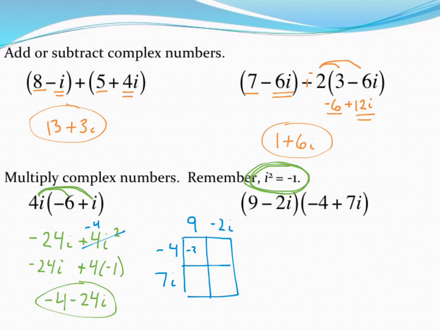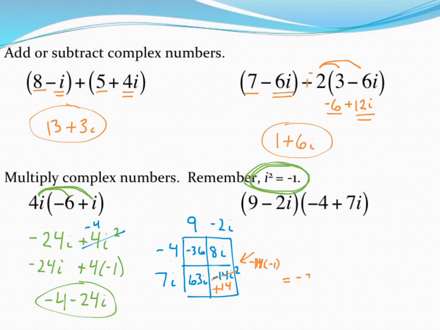So 9 times negative 4 is negative 36. I get a positive 8i. A positive 63i, and then finally I have a negative 14i squared. Now once again, we never want to leave pairs of i's on our paper, so because we have an i squared, it's really equal to negative 1, so that last box is really negative 14 times negative 1, or just positive 14. Or, like I said, my shortcut that I like to use, just cross it out and change the sign and drop the i squared, so it's a positive 14.